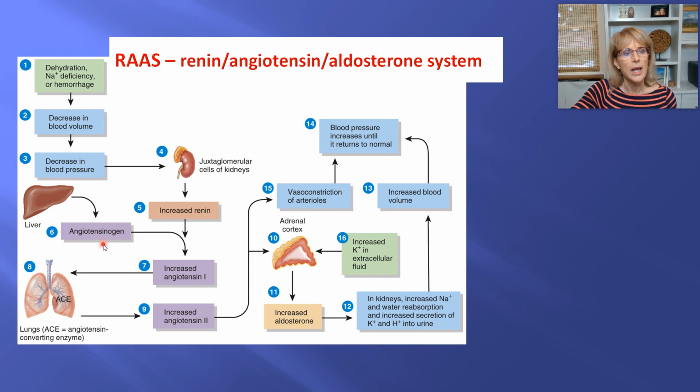Angiotensinogen, right here, is made by the liver. Angiotensinogen is always there in your plasma, and it seems to do nothing. It's waiting for the moment that blood pressure is too low. And when blood pressure is too low, the kidneys sense it, send out renin, and they will cleave angiotensinogen, which will turn into angiotensin 1.